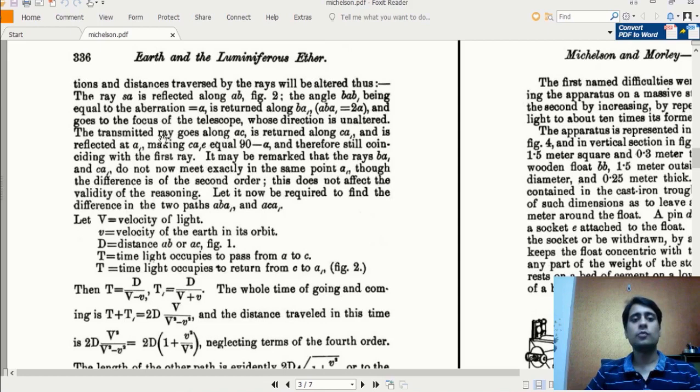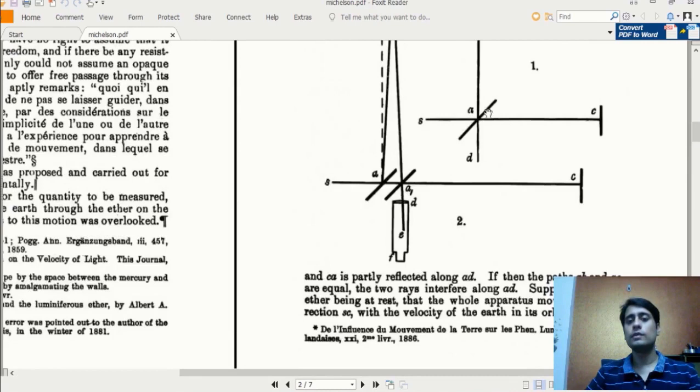So the transmitted ray goes along AC, returns along CA, and is reflected at A prime, making C A prime E equal to 90 degrees minus alpha. So where is this angle? If you view this diagram, this is 90 degrees, but if you see the same phenomenon with respect to ether, the position of this glass slab is shifting with respect to ether. So this angle must be less than 90 degrees. So you know that this angle is alpha. This angle is alpha.